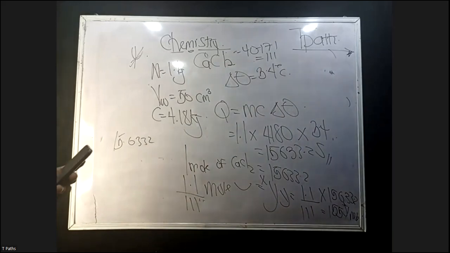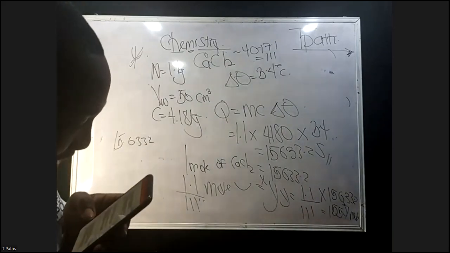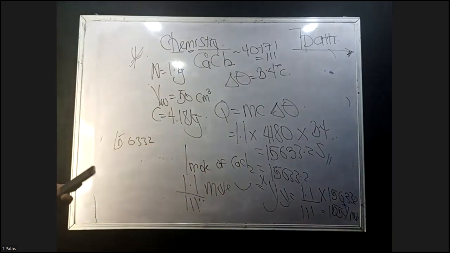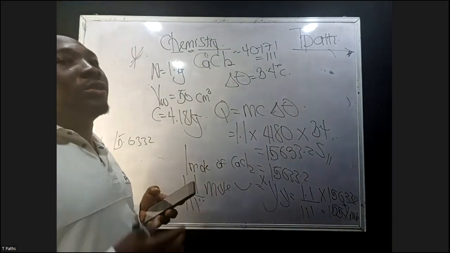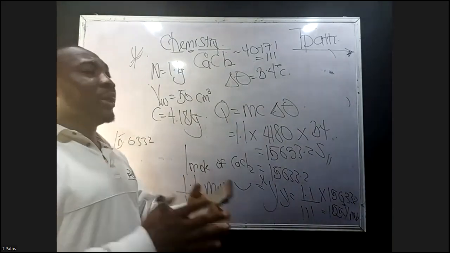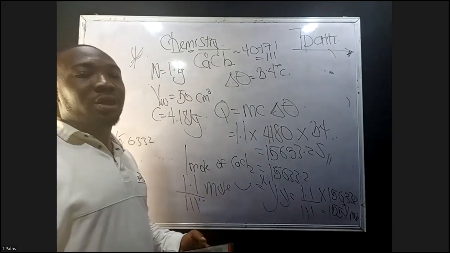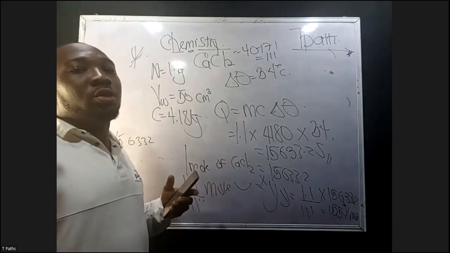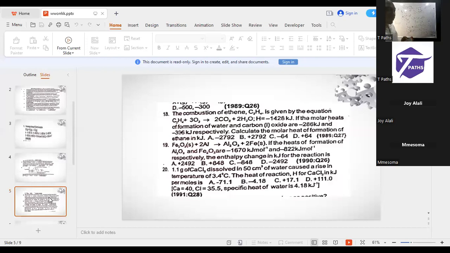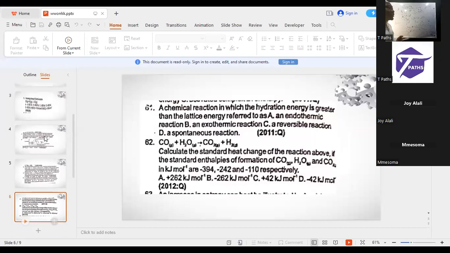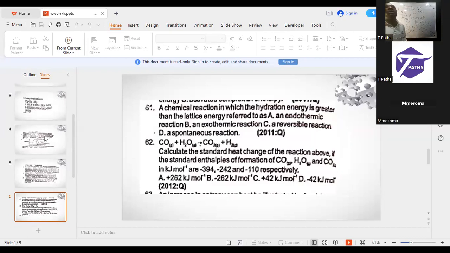So you'll now be in a state whereby the hydration energy is greater than the lattice energy. Lattice energy is the energy involved in the breakage of the crystal lattice of a substance. Hydration is when the substance is being dissolved in water. So the answer is an exothermic reaction. When you dissolve a crystalline substance in water, if the hydration energy is higher than the lattice energy, you observe an exothermic reaction.